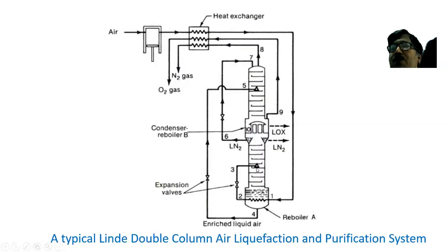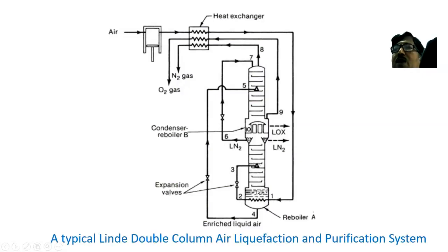And the liquid portion of the air is mostly oxygen, though actually some part of it is nitrogen. That nitrogen will be stripped off with the vapor which comes out from this liquid. So that nitrogen will be going up. The liquid which is flowing down will be gradually enriched with oxygen.